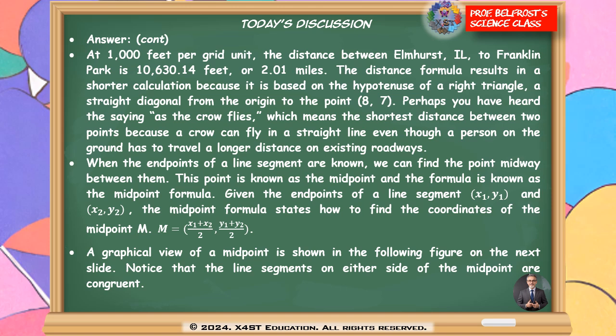When the endpoints of a line segment are known, we can find the point midway between them, and this point is known as the midpoint, and the formula is known as the midpoint formula. Given the endpoints of a line segment as x1, y1 and x2, y2 respectively, the midpoint formula is as shown: M equals the sum of x1 and x2 divided by 2, the sum of y1 and y2 divided by 2. A graphical view of a midpoint is shown in the following figure on the next slide. Please notice that the line segments on either side of the midpoint are congruent.